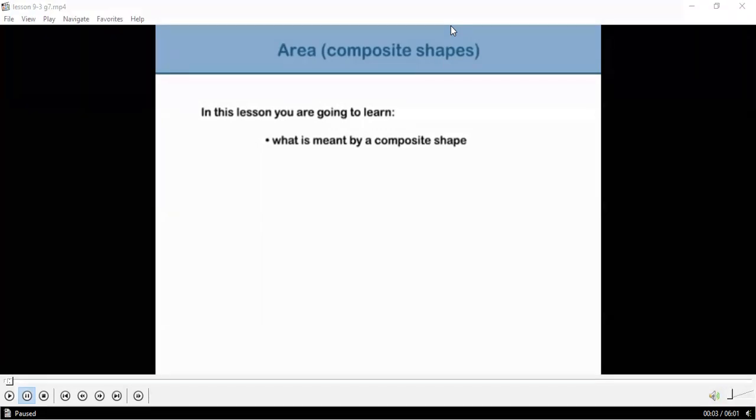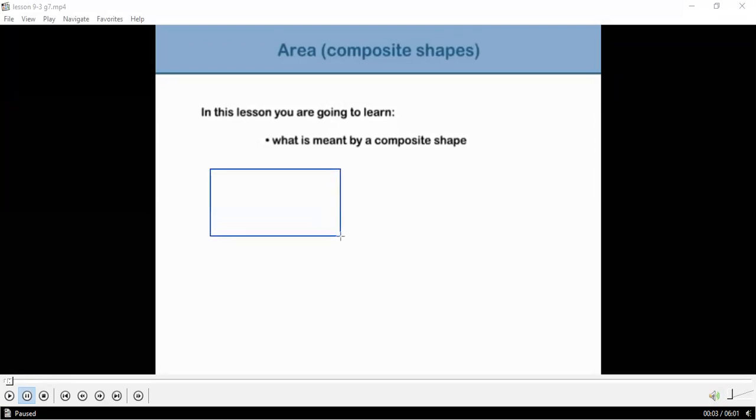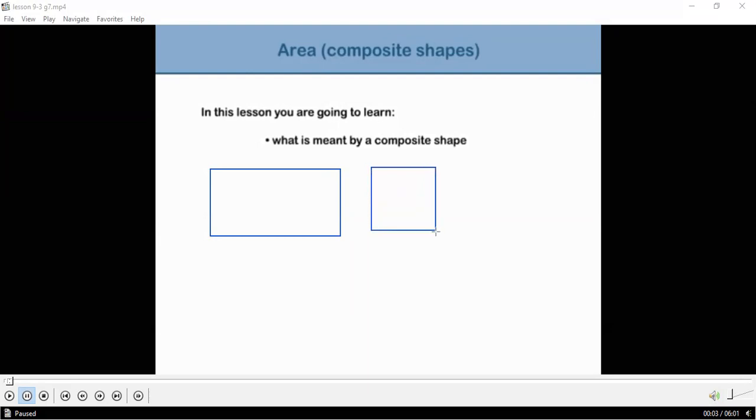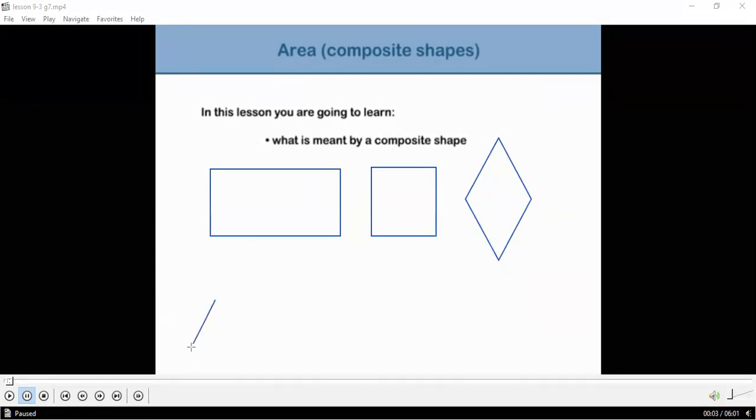Okay. I'm going to draw something in front of you and you will tell me if this is the first time you see something like that or not. What is this? A rectangle. What is this? A square. What is this? A rhombus. Triangle. Yes, triangle. Very good.